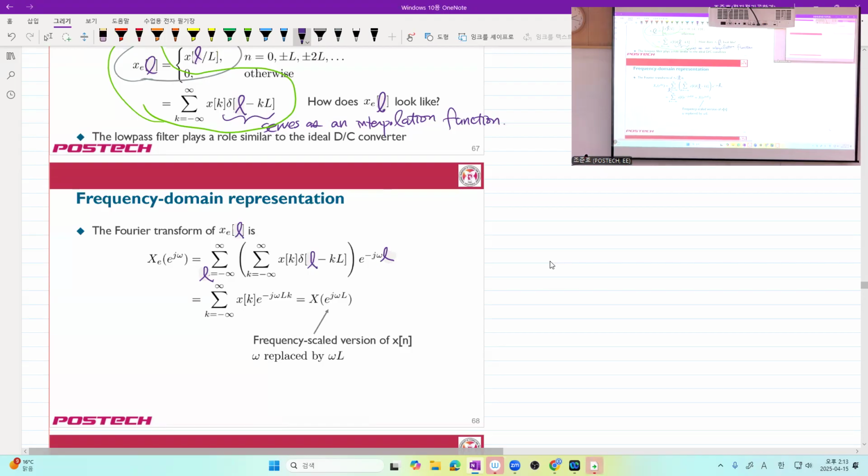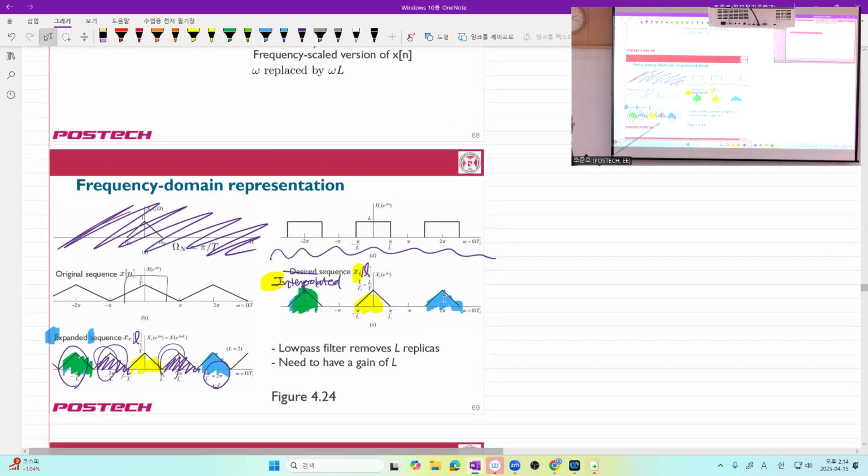I change it to L. And then you can easily show that it's really a scaled version. But since in the time domain it is expanded, in the frequency domain it is compressed. Right? So it's compressed by L in the frequency domain. And we've seen here, right? So this one is compressed by, in this case, 2, because this example has L equals 2. Right?